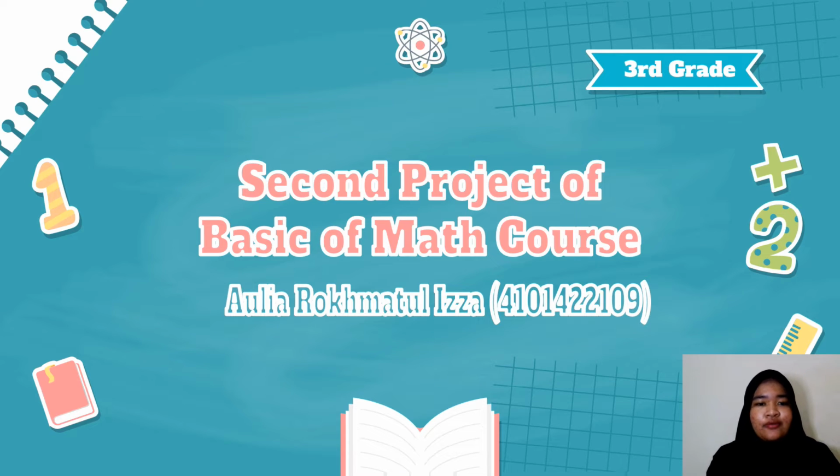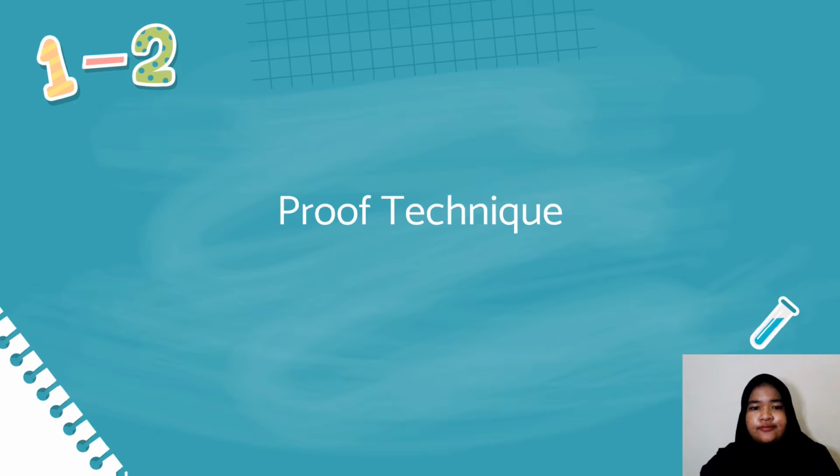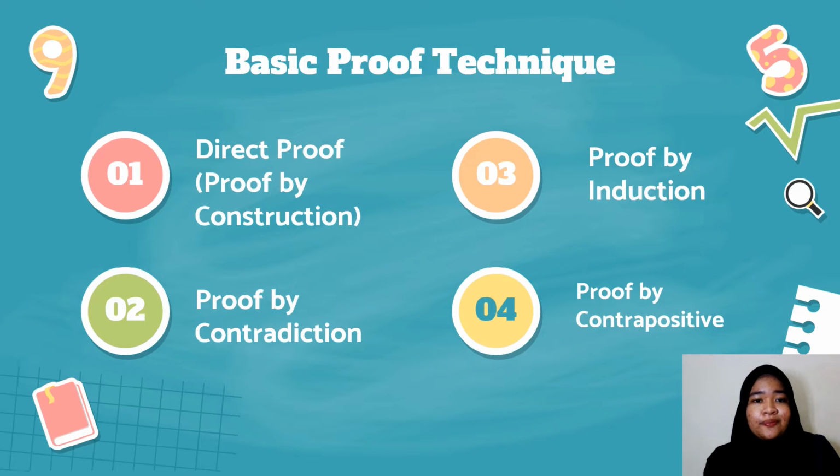Okay, in here I will do my second project of Basic of Mathematics course. In here we will discuss about proof technique and then we will discuss about how to make conclusion. First, we will discuss about proof technique. There are four basic proof techniques. First, direct proof or proof by construction, second, proof by contradiction, third, proof by induction, and fourth, proof by contrapositive.